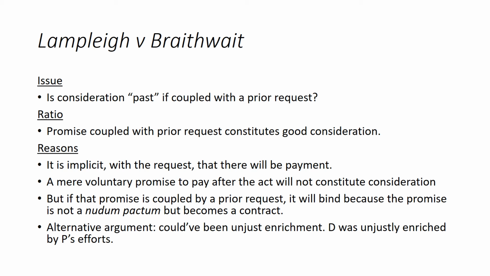In Lampley and Braithwaite, the defendant committed a murder and was going to be executed, and the defendant requested the plaintiff to do what he could to obtain a pardon for him from the king. The plaintiff did what he could, and he obtained a pardon for the defendant, and the defendant then promised to pay him £100, but the defendant later refused to honor his promise.